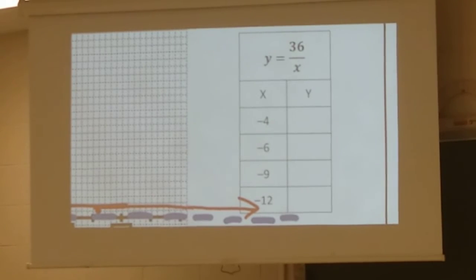If I want to divide by or plug in -4, sure, you can divide by -4, you get -9. If I want to plug in -6, sure. And so the point here is that negative numbers mathematically can also be part of our graph.